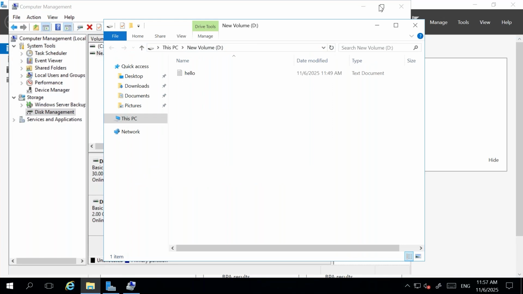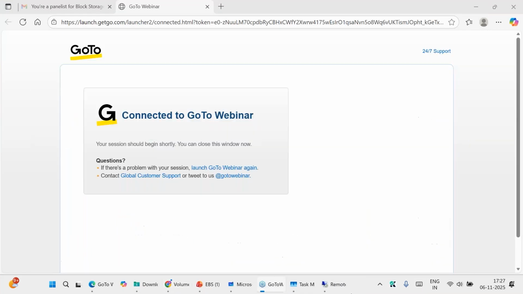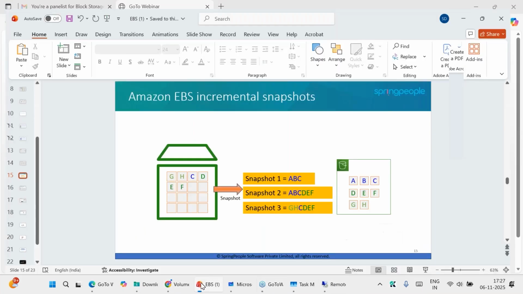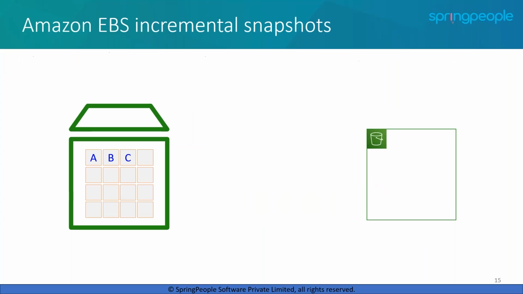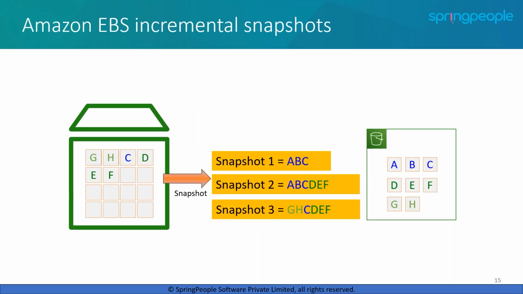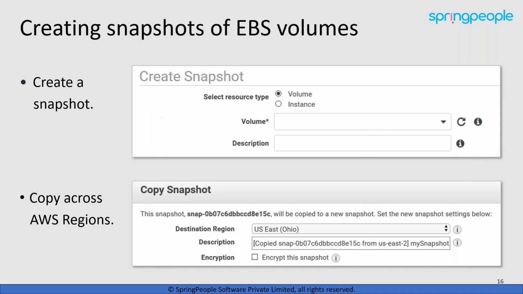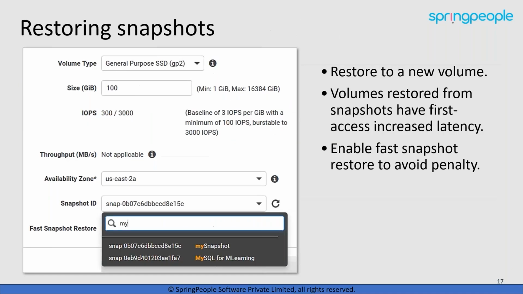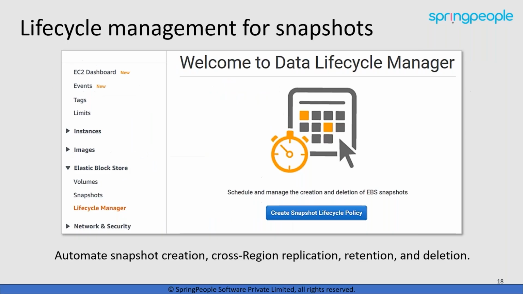Okay, folks. So this is how we create the volumes, elastic block storage volumes in AWS. Okay, we can attach to the instance and we can detach it and attach it to another instance. Fine. So even I have shown you how to create the snapshot. Okay, I have shown you how to create the snapshot.